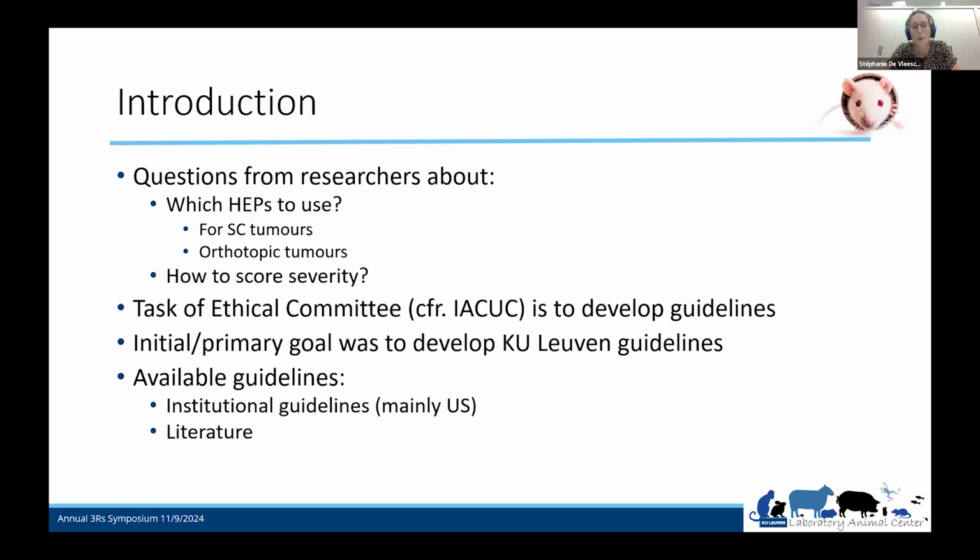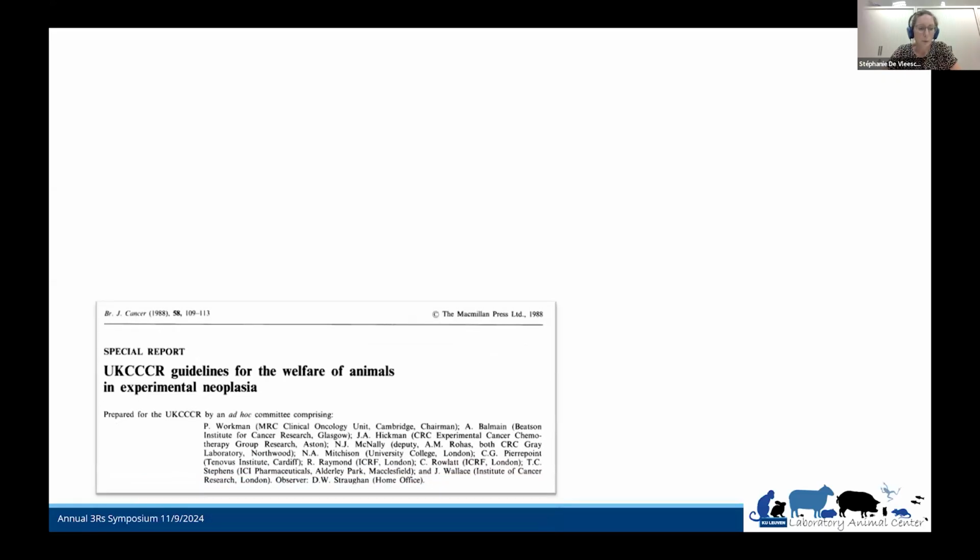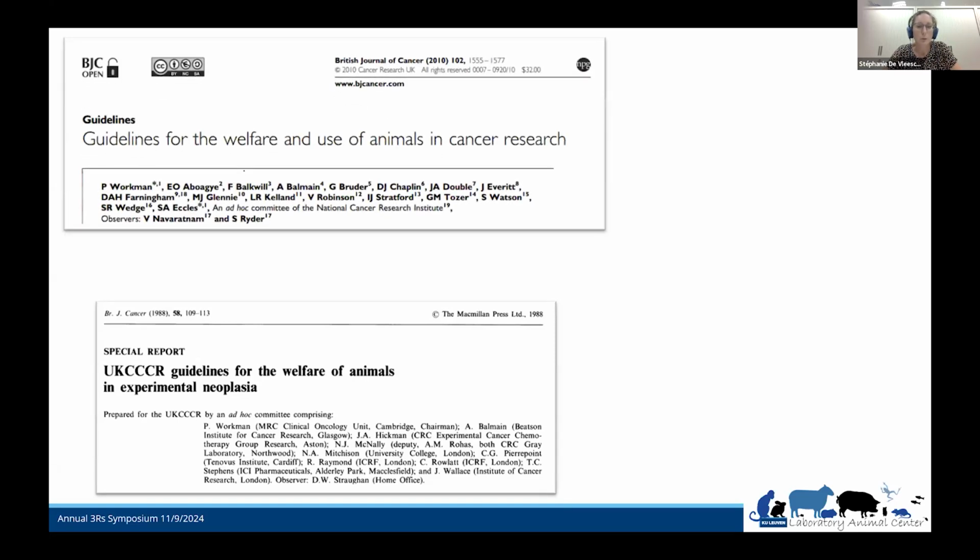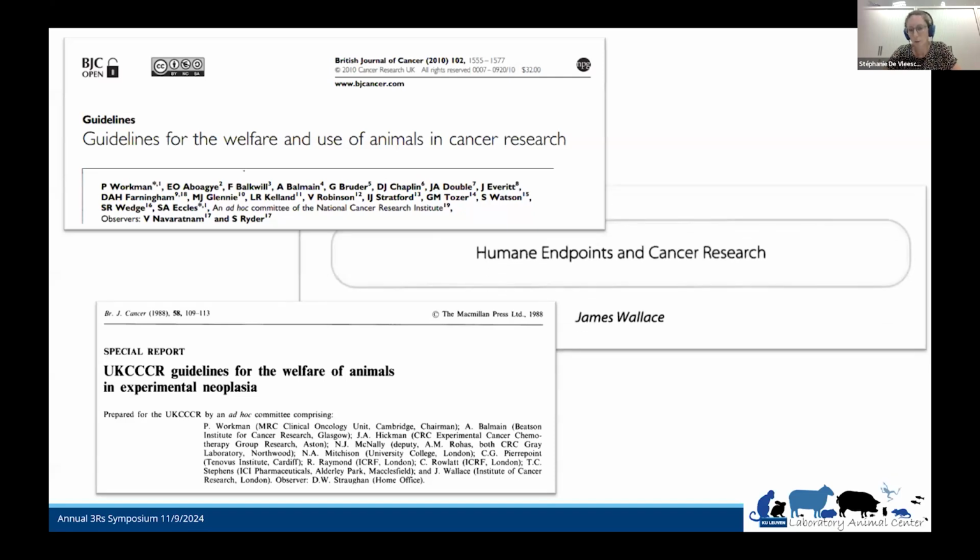So I started looking at available guidelines. And you find a lot of institutional guidelines, mainly from US-based institutes. And then I also had a look at literature. And when you look for publications on humane endpoints or on refinement of cancer models, there's a very old paper from 1988 by Workman et al., and this has been revised in 2010, so Guidelines for the Welfare and Use of Animals in Cancer Research, and it is currently being revised also. And then there's another publication, Humane Endpoints and Cancer Research by James Wallace.